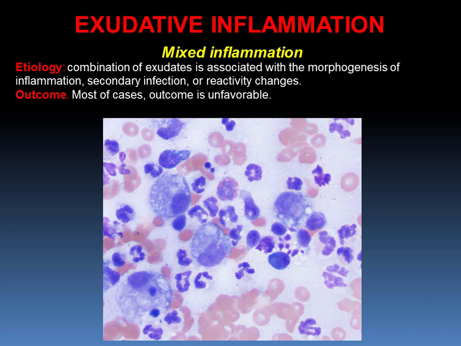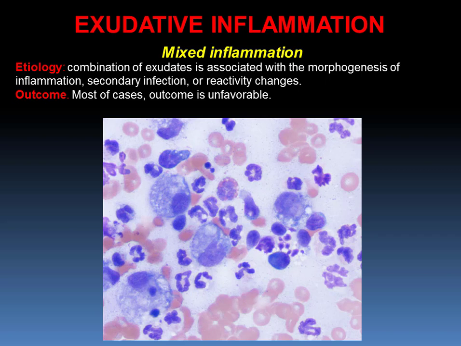At last, mixed inflammation usually is caused by a combination of different infections. For example, viral infection in combination with bacteria. Or it can be one exudate which joins another type of exudate. It can be serous purulent, serous fibrinous, purulent hemorrhagic, and other types of mixed inflammation.